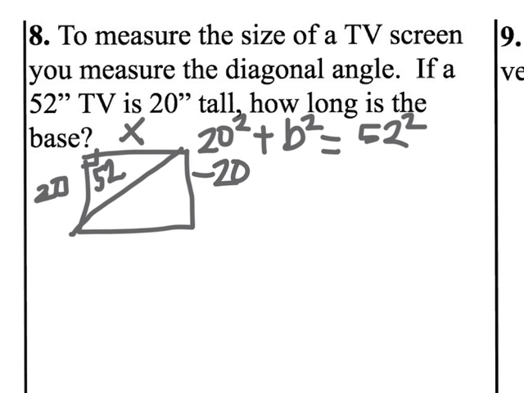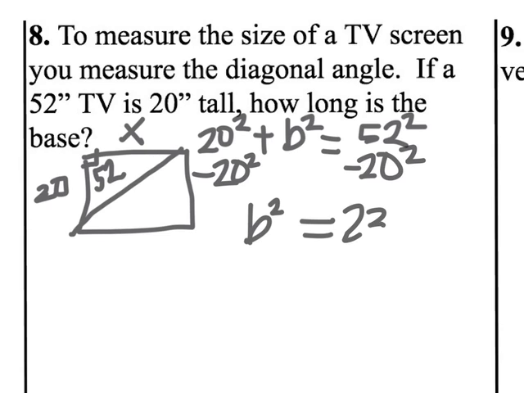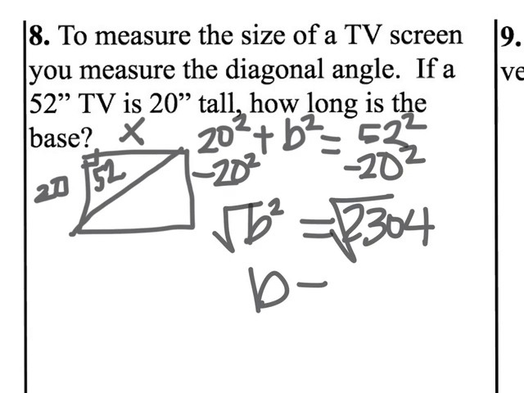So you're going to subtract 20 squared from both sides to get b squared by itself. So b squared is equal to... all I did in my calculator was 52 squared minus 20 squared, and it gave me an answer of 2304. And I don't have b by itself yet. I see that b is being squared, so I'm going to do the opposite of that and take the square root. And then when I do that, I get 48, and that's measured in inches. That's our missing length.